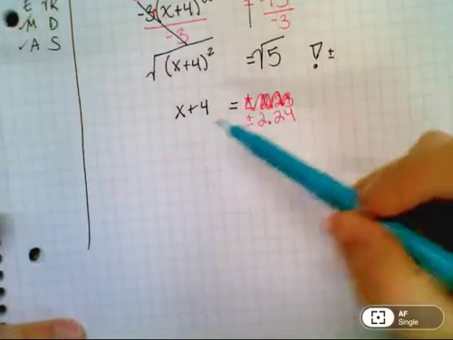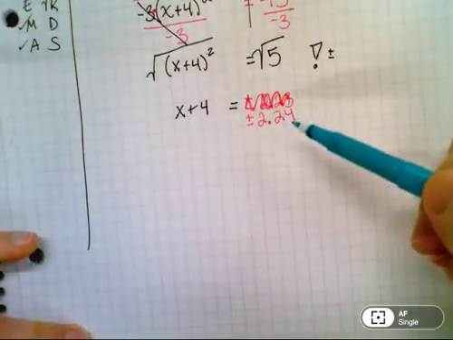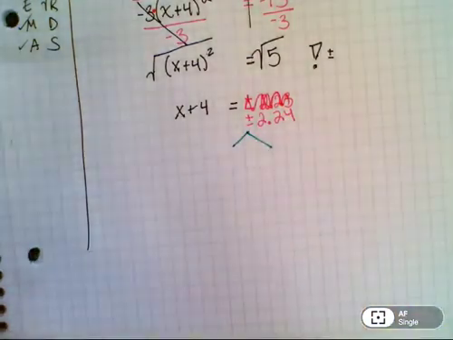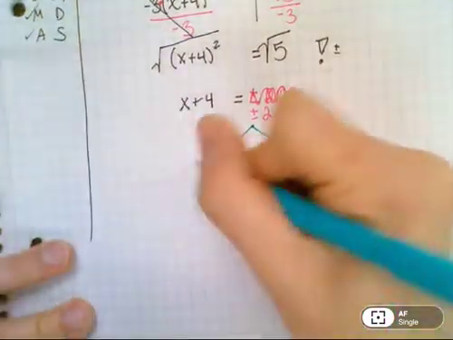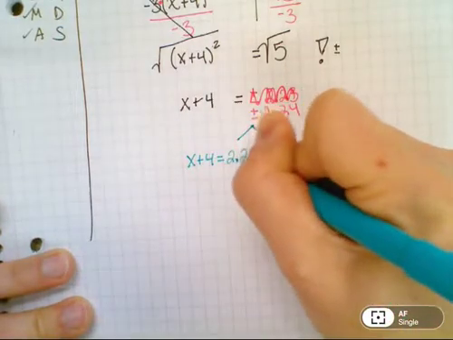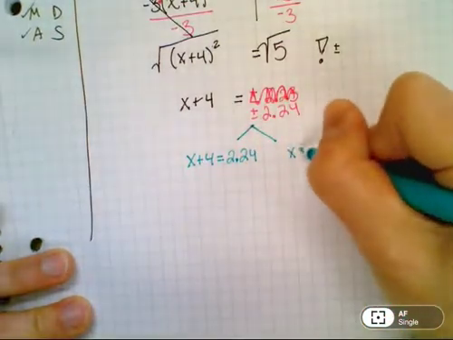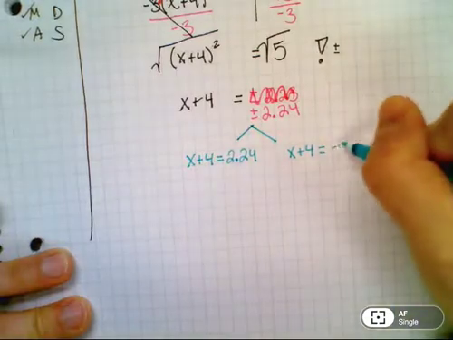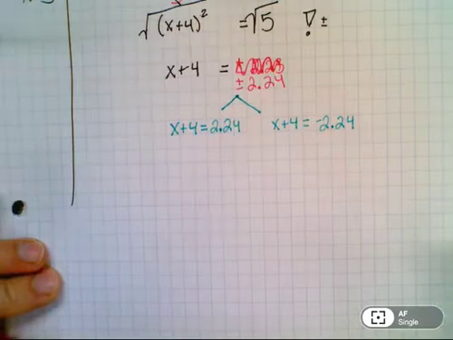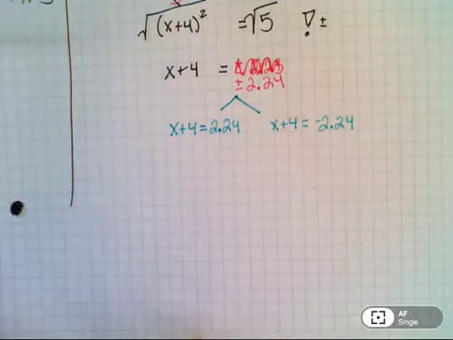Okay, so the problem is the same, it's just that I have a decimal to work with instead of a whole number, but that's no big thing. We're going to separate it off because we have actually two equations here. Our first equation, x plus 4 equals 2.24, and our second equation, x plus 4 equals negative 2.24. You all go ahead and use your calculator to finish this up.